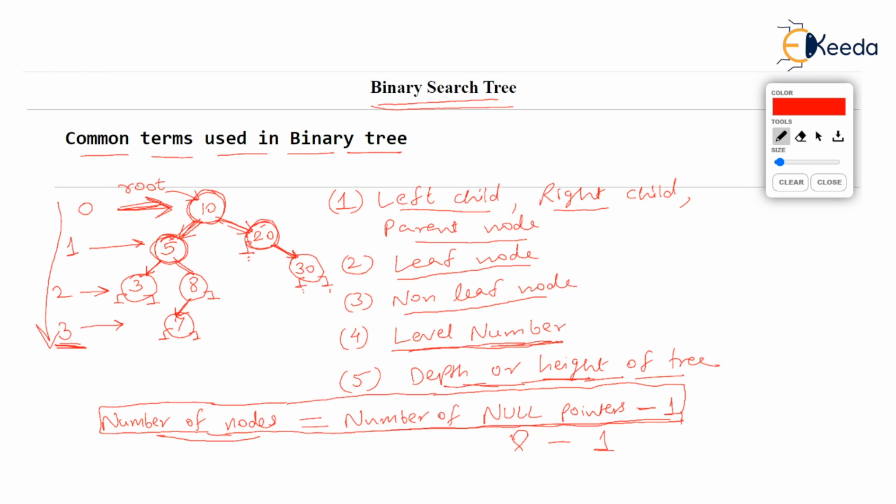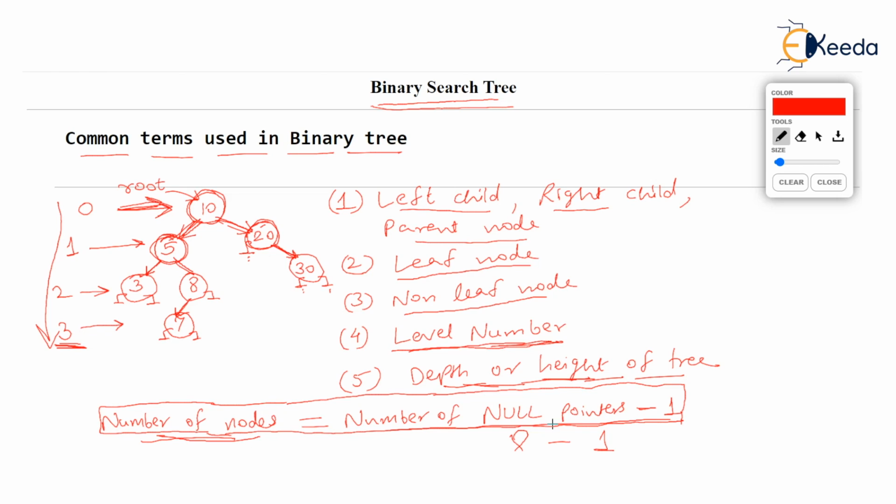Let's count the number of nodes. Like 10 is a node, like that. 1, 2, 3, 4, 5, 6, 7. 7 nodes are there, which is equal to the number of null pointers minus 1. This relation is always true in any binary tree. Come again. The total number of nodes in a binary tree is always equal to the number of null pointers minus 1.